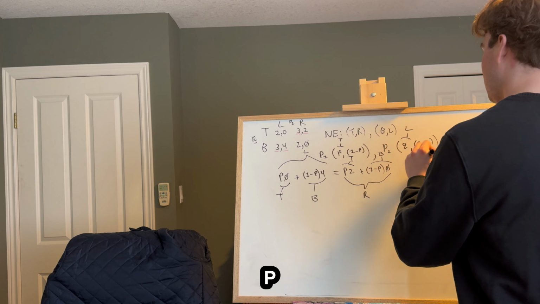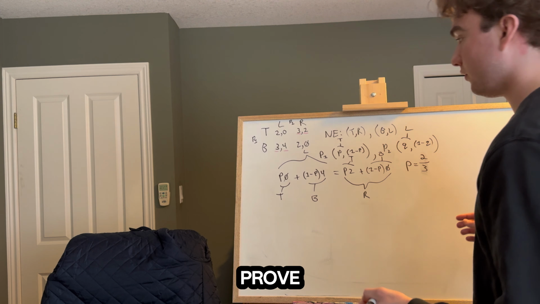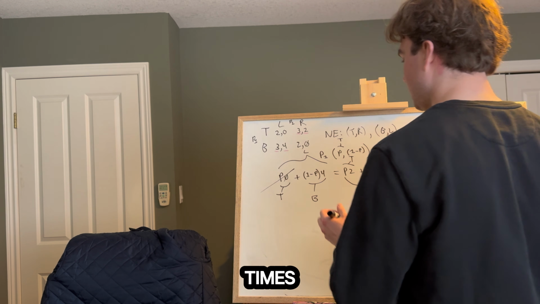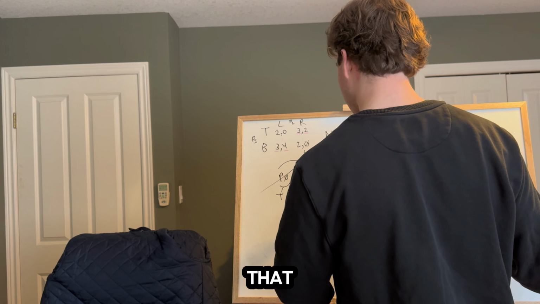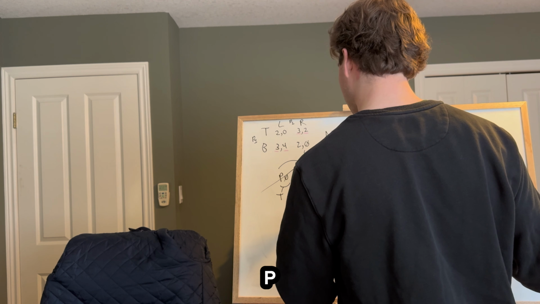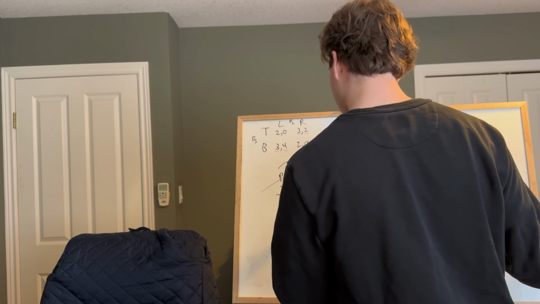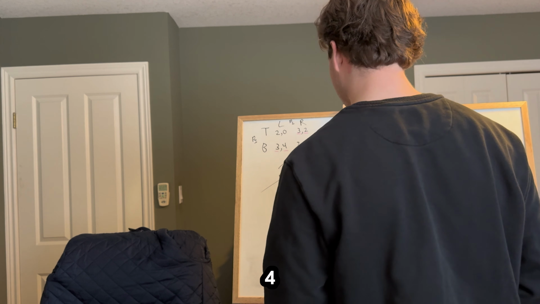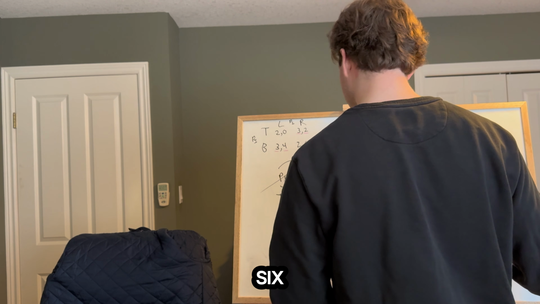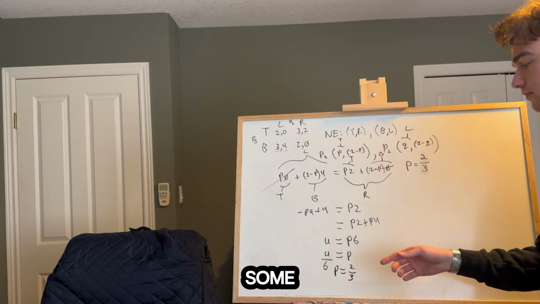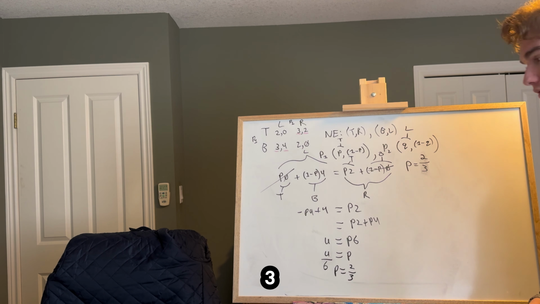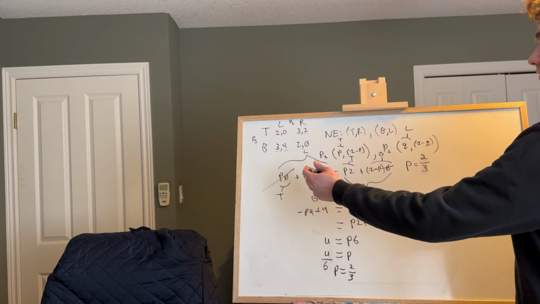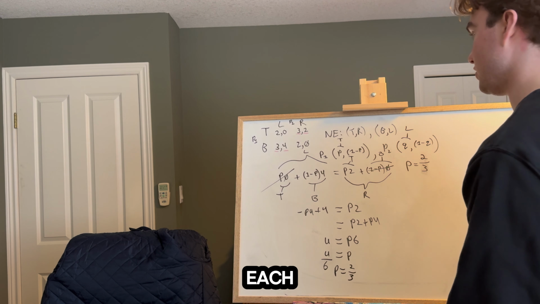You should find that P equals 2/3, and I can prove this. So this is obviously 0 times anything. It's going to be that. So this is P4, less 4, P6. Just some quick math. P equals 2/3, and we found that by putting either side equal to each other.